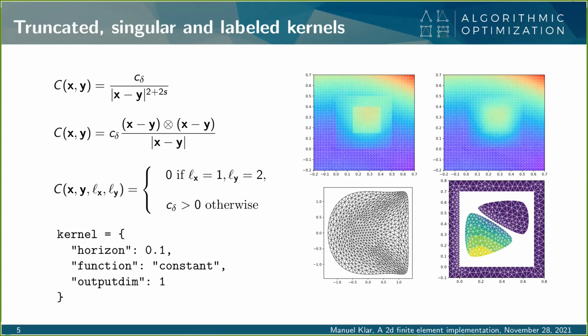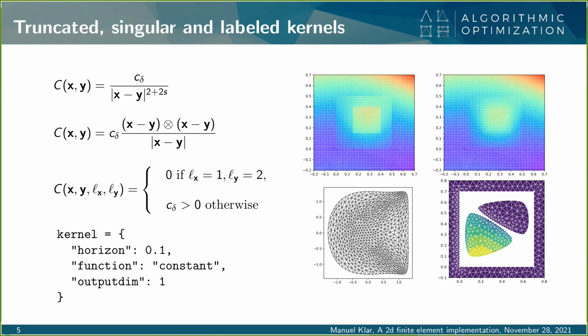So those kernels are part of the C++ implementation, but you can choose them with those Python dictionaries, which you see here. For example, the constant kernel would be the function constant or something. And that is the way you choose those.